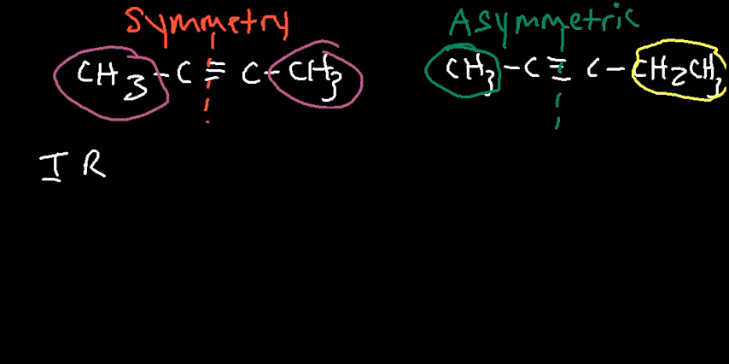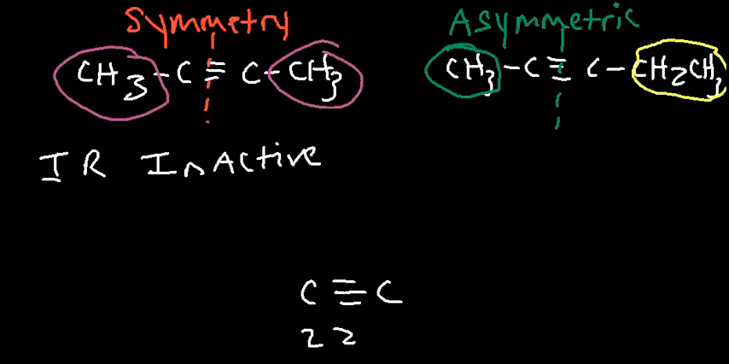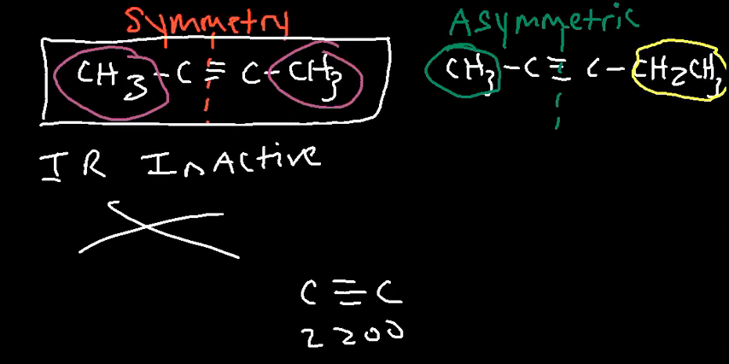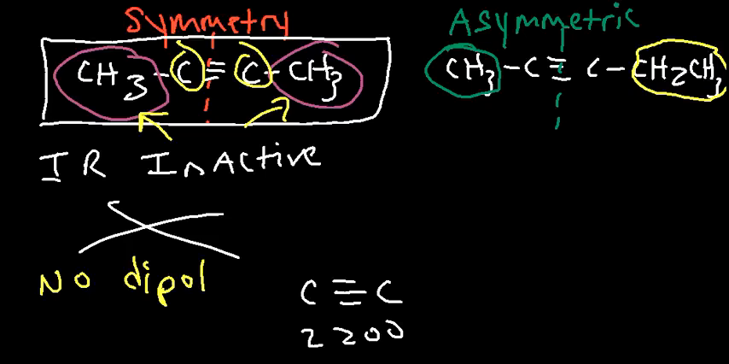it's IR inactive, which means the C triple bond C signal at around 2200, you won't see it. It won't be there for this particular compound. So anytime you have a symmetric bond, especially when these two elements are identical and these two sides are the same and there's no dipole moment, it's going to be IR inactive. You won't see the signal in the spectrum.